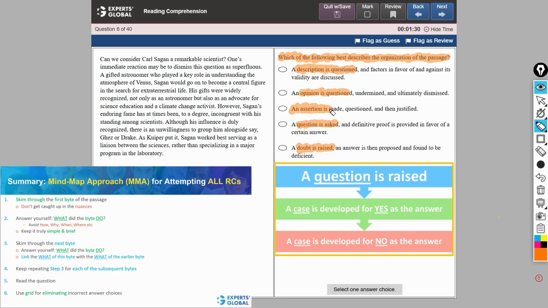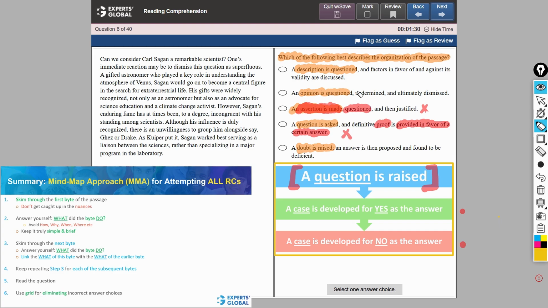Choice C does not do so. It is not that first an assertion was made and then it was questioned. The passage starts with raising a question. Therefore, choice C can be eliminated. Choice D talks about proof only in favor of a certain answer, while we are aware from the mind map that 2 answers were discussed, so choice D should be eliminated.